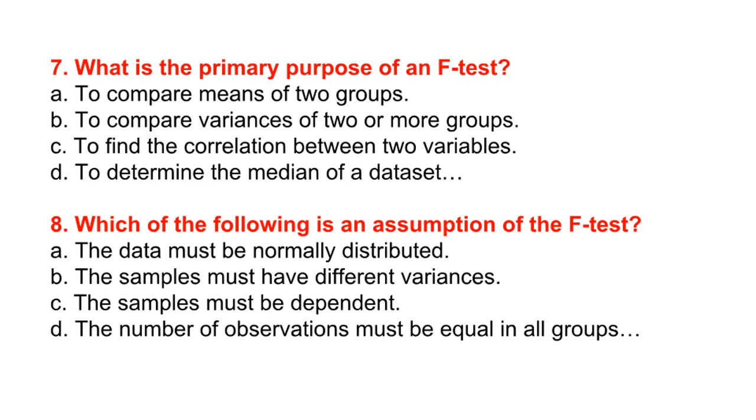8. Which of the following is an assumption of the F-test? A. The data must be normally distributed. B. The samples must have different variances. C. The samples must be dependent. D. The number of observations must be equal in all groups. Answer: A. The data must be normally distributed.